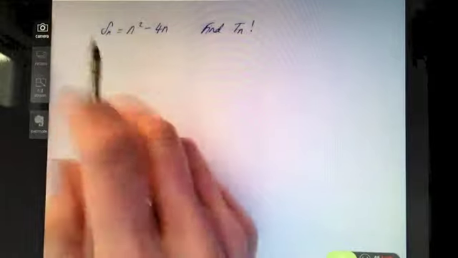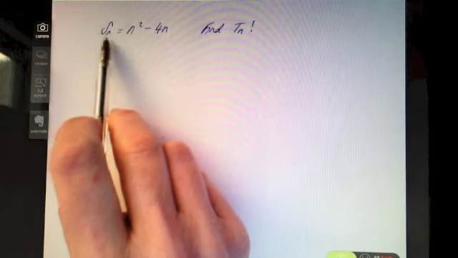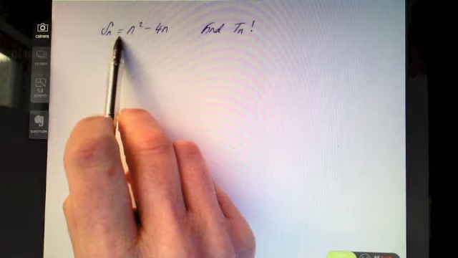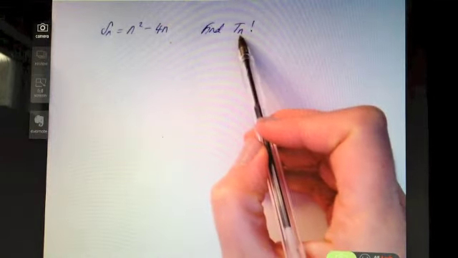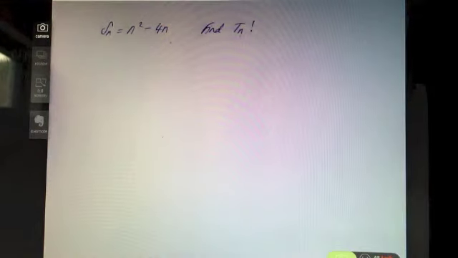Okay, try this question. If I tell you that the sum of a series is given by the following expression, n squared minus 4n, find an expression for tn, the nth term. So if you feel confident with this, pause the video and see how you get on.